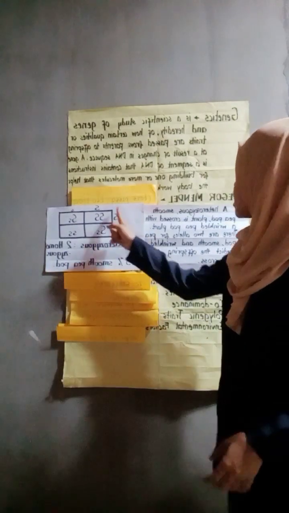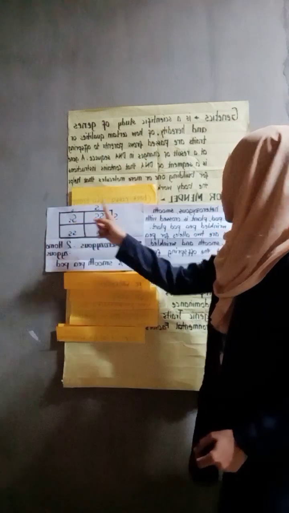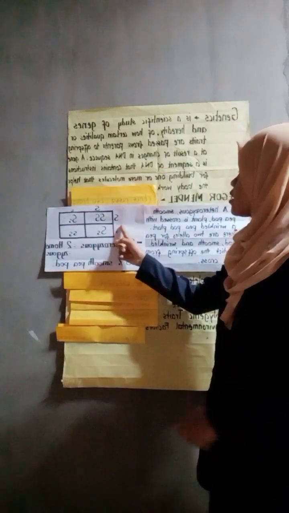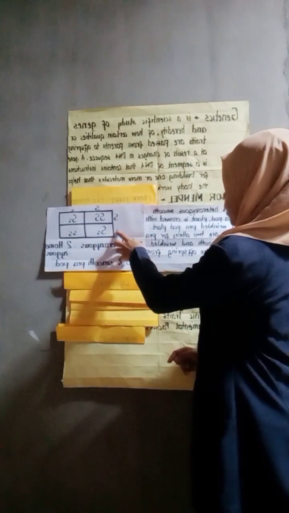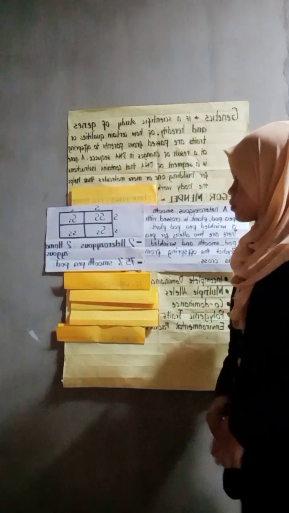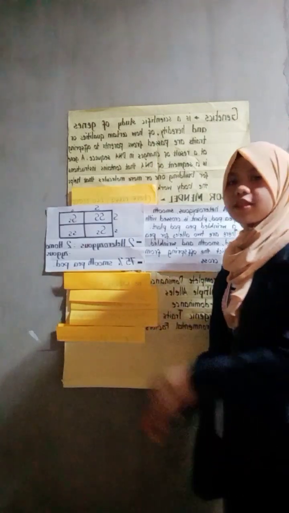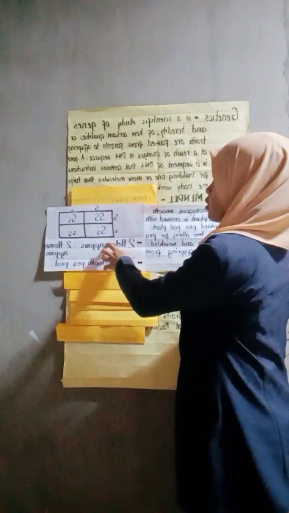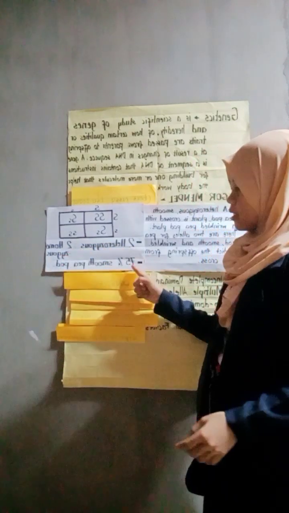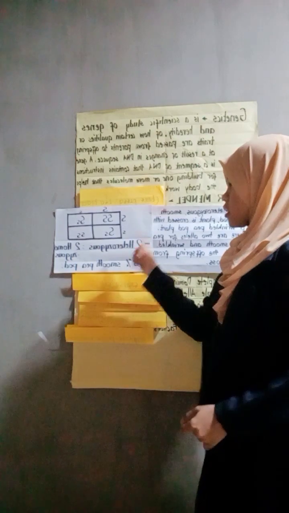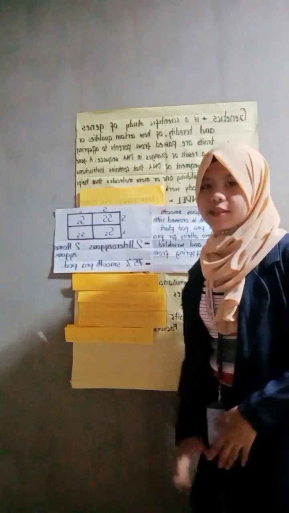This is the heterozygous smooth pea pod and a heterozygous wrinkled pea pod plant. The result is two heterozygous and two homozygous, and 75% of this result is smooth pea pod plant.